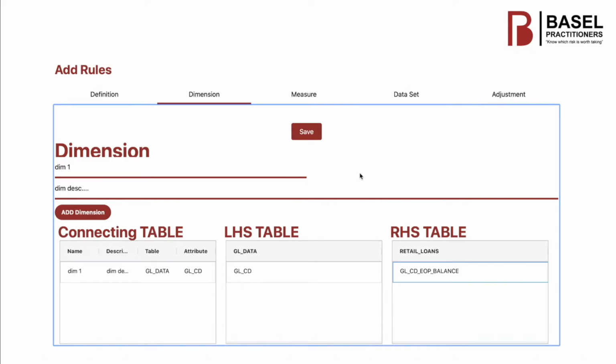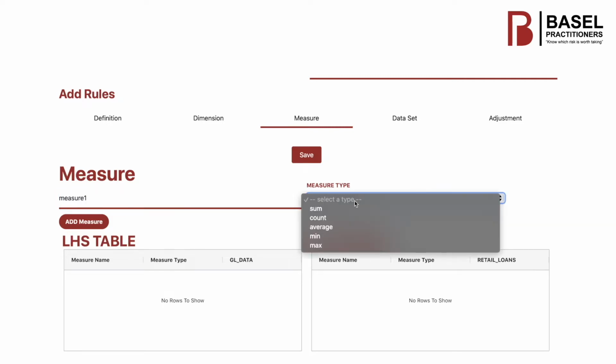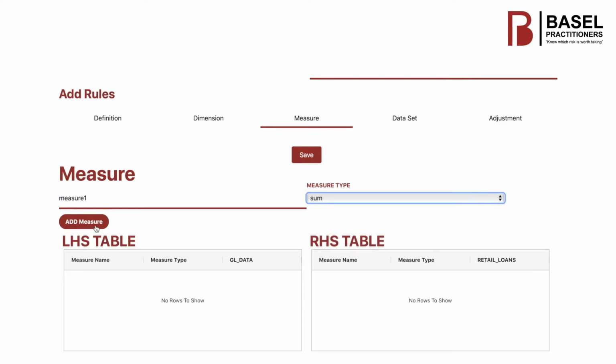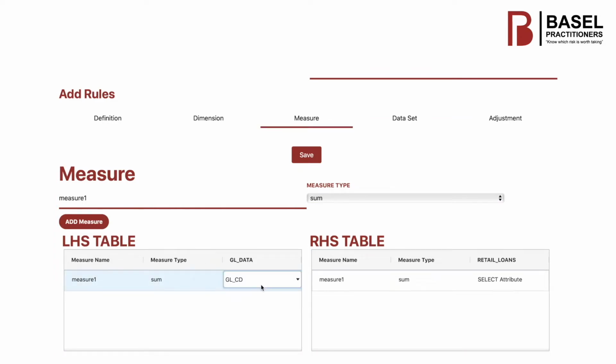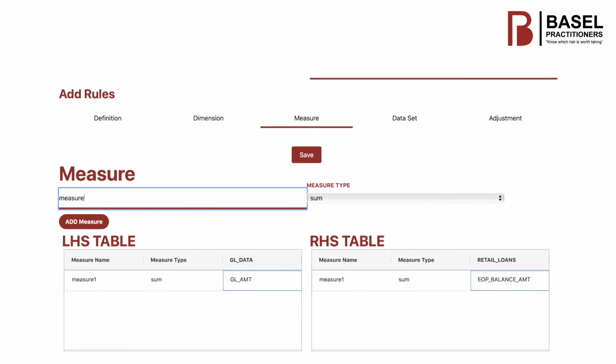Now let's go to the third step. In the third step, you're actually telling the actual measure. You can define as many measures as you want. Like I'm selecting the sum. So basically, I want sum of GL amount in GL data to be equal to sum of EOP balance amount in retail loans table.